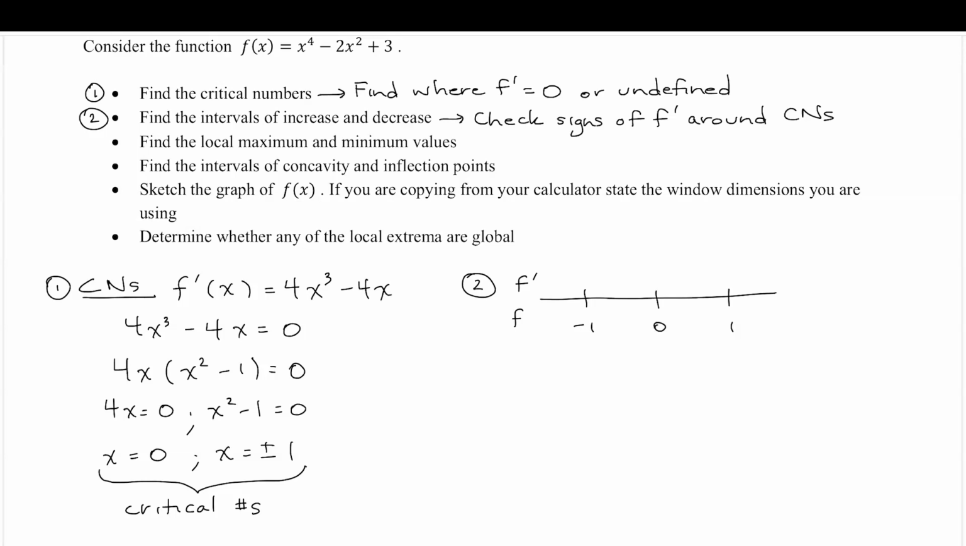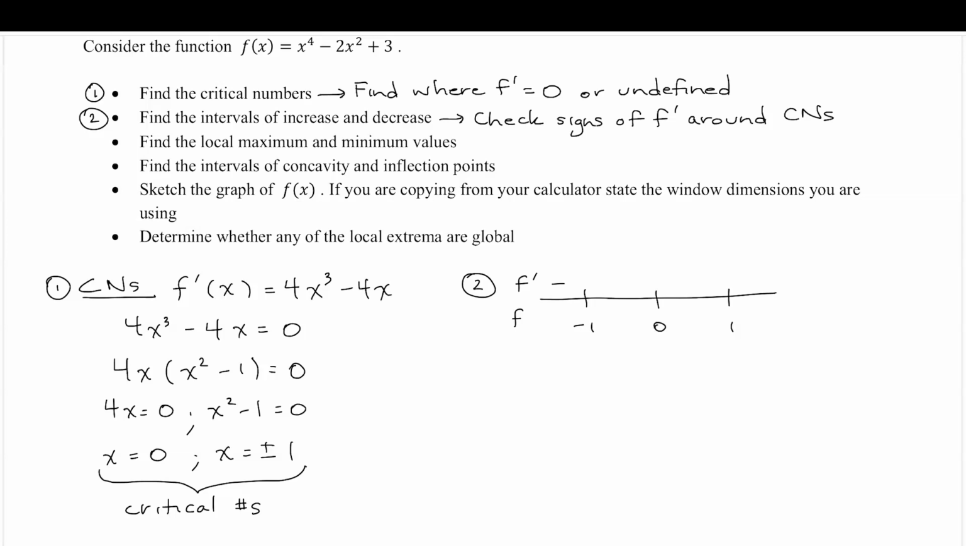If you have f prime in your y equals and you go to the table and you let x be, for example, -2 or -3 or -5 or -10, anything to the left of -1, in this case, we will get a negative number if we find f prime of -2 or anything to the left of -1.